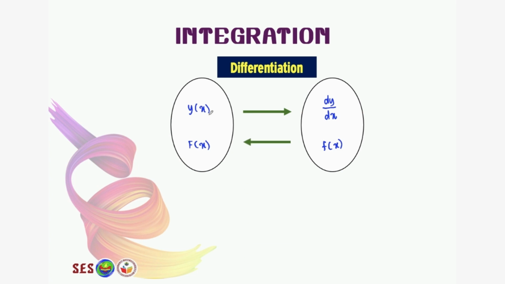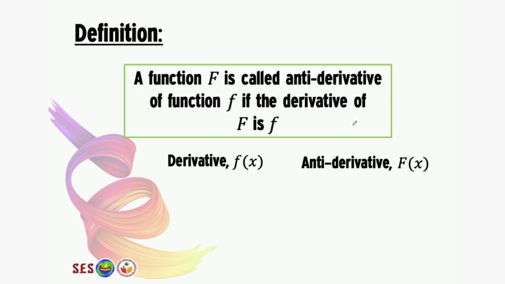Now, what happens if we reverse the process? Let's say I want to start from here and I want to get this function over here. This is what we call integration. And the result we get from this process is called the antiderivative. So the functions on the left are antiderivatives of the functions on the right. So let's go through some definitions. A function capital F is called the antiderivative of function small f if the derivative of capital F is f.